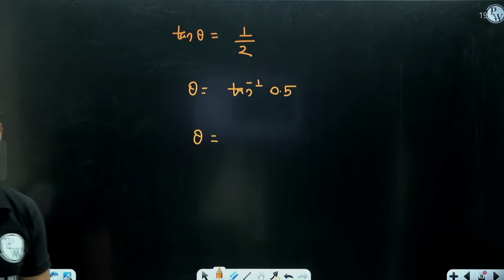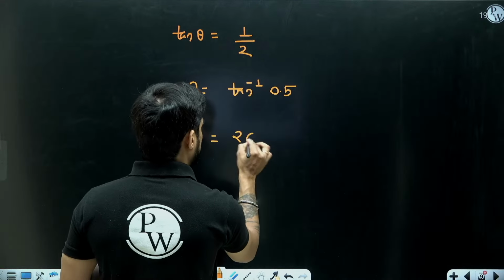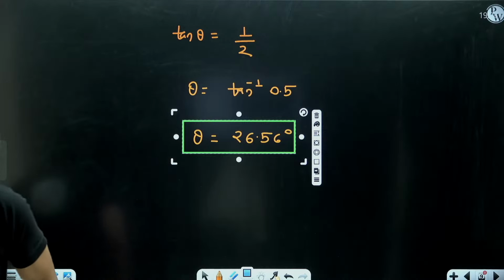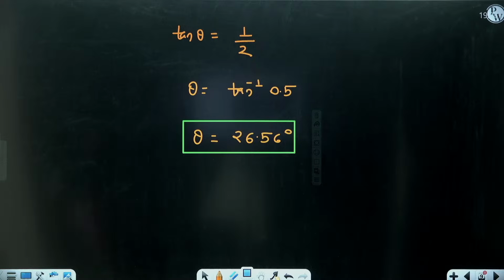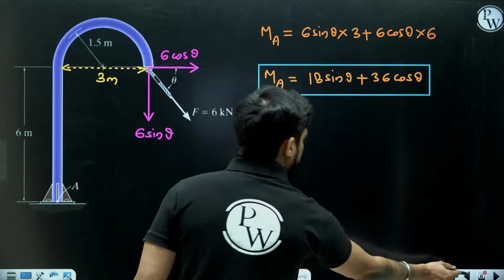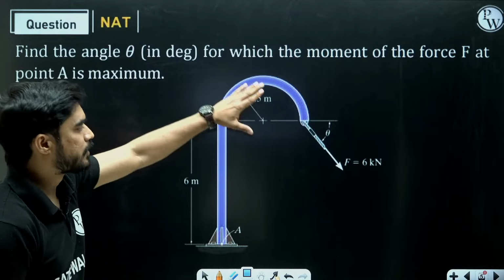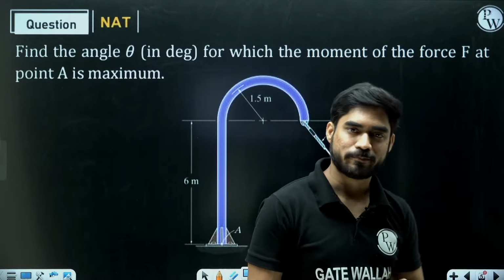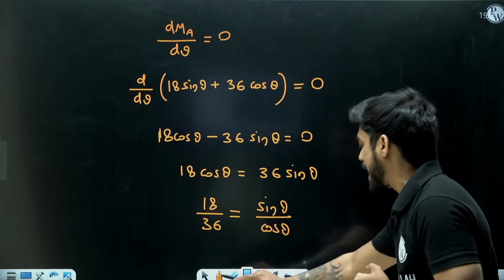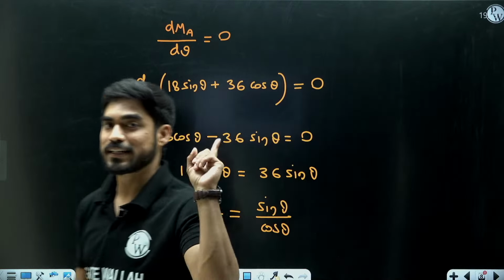So what is the value of theta? Tan inverse of 0.5. I am getting 26.56 degrees. Very good. Sanjay got the answer, 26.56 degrees. So this is the answer. 26.56 degrees is the angle at which the moment of this force is going to be maximum. I hope that you learned something new in this question. You had this type of question in one of the exams, in CE.